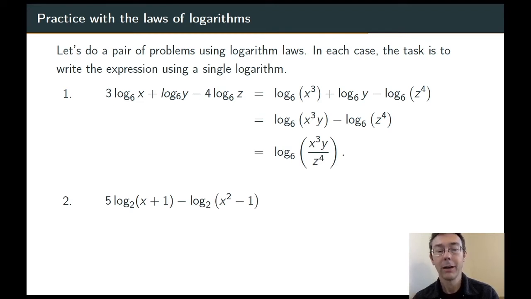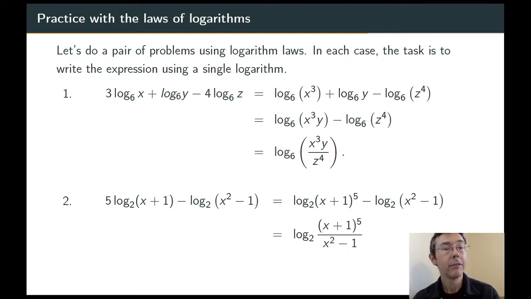5 log base 2 of x plus 1 minus log base 2 of x squared minus 1. Again, I'm going to use that exponent rule. I'm going to move the constant factor of 5 inside the logarithm and make it an exponent. Next, since I have a difference of logarithms, I'm going to make it a logarithm of a quotient. Log base 2 of x plus 1 to the fifth over x squared minus 1. Now, of course, x squared minus 1 factors as x plus 1 times x minus 1. So the last thing I'm going to do is to cancel that factor of x plus 1. Overall, log base 2 of x plus 1 to the fourth over x minus 1.